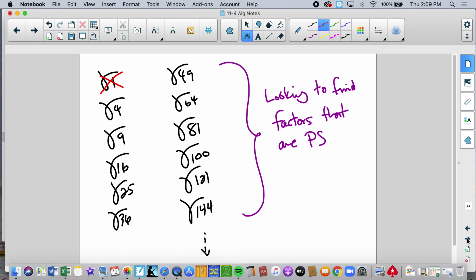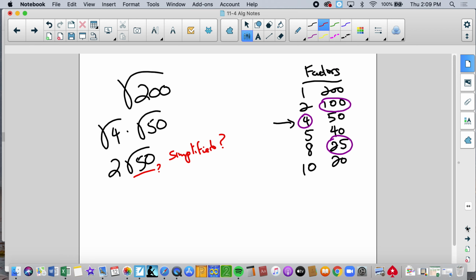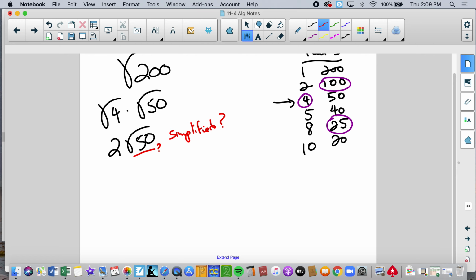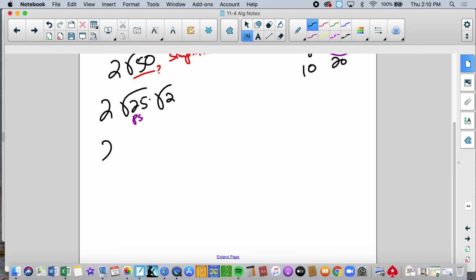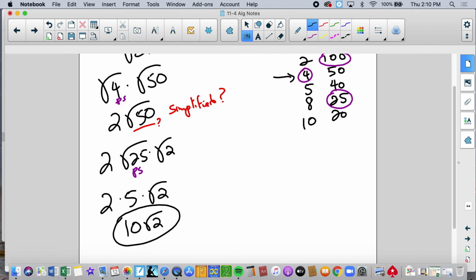Does 9 go into 50? Does 16 go into 50? Does 25 go into 50? So I may need to still break 50 up, and in this case, we do. So 50 can be broken into rad 25, rad 2. Why did I choose 25? Because it's a perfect square. We're constantly looking for factors that are perfect squares. So that becomes 2, the square root of 25 is 5, rad 2. 2 times 5 is 10 rad 2. And now we're done. We've simplified the square root of 200.